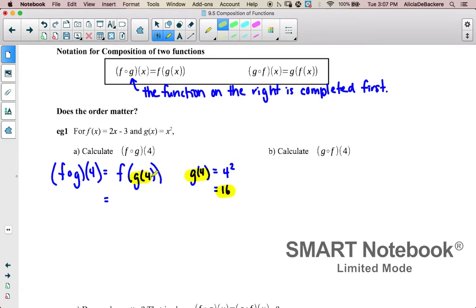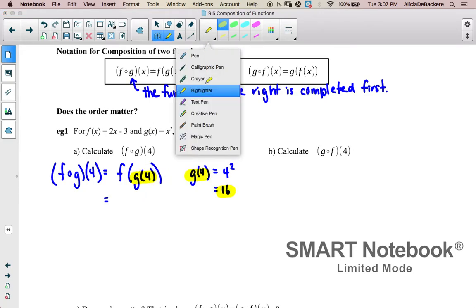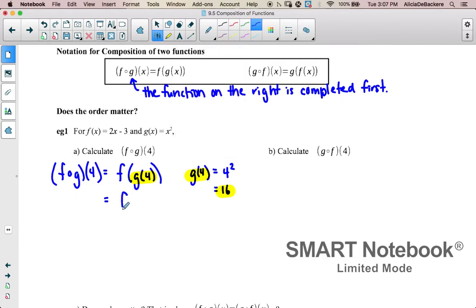So everywhere I see a g at 4, I'm going to replace it with a 16. So now I have f at 16. And this tells me put the input 16 into the f function. So everywhere I see an x there, I'm going to replace it with a 16. And so I get 32 minus 3, or 29.